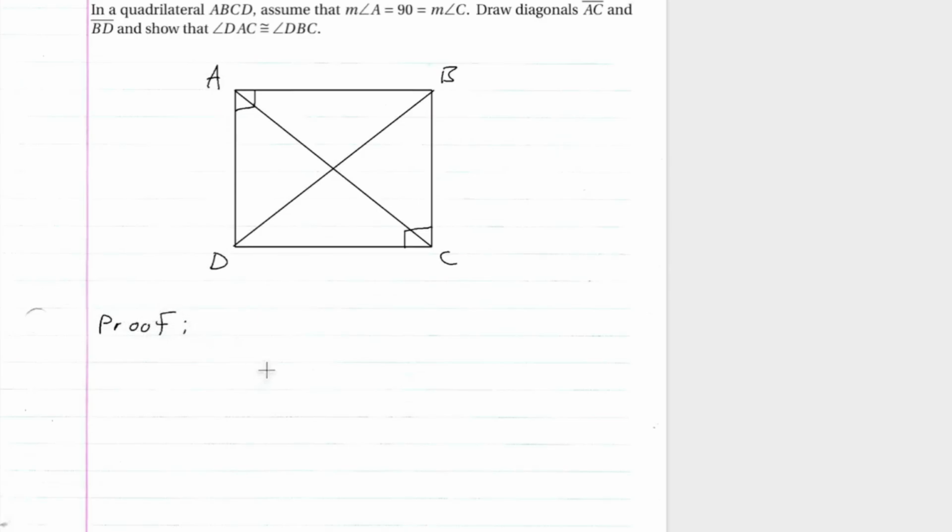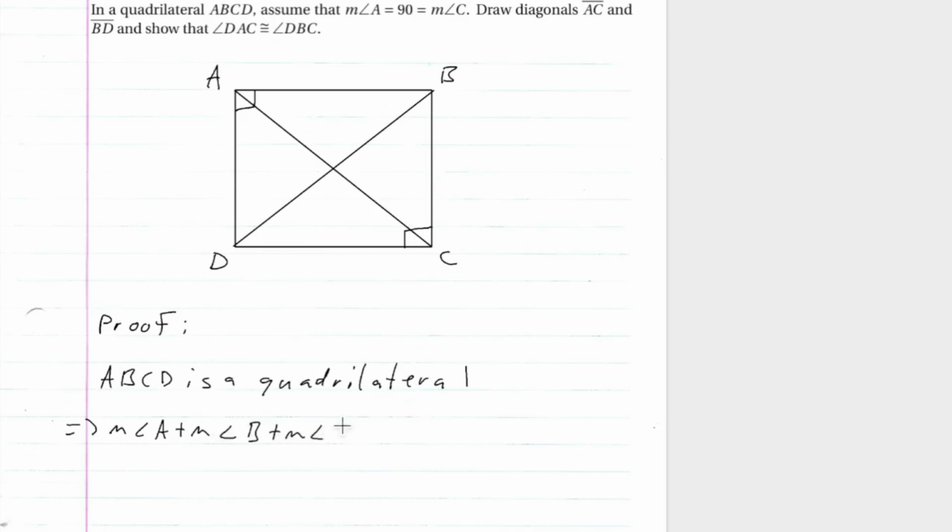So first off, I know this is a quadrilateral, so ABCD is a quadrilateral. And this implies that the measure of angle A plus the measure of angle B plus the measure of angle C plus the measure of angle D is equal to 360.